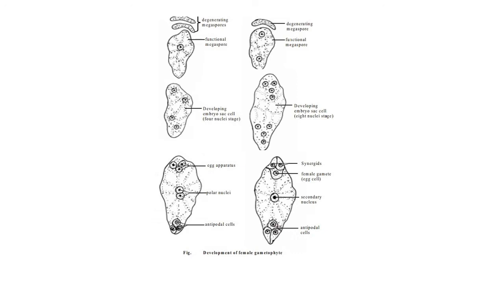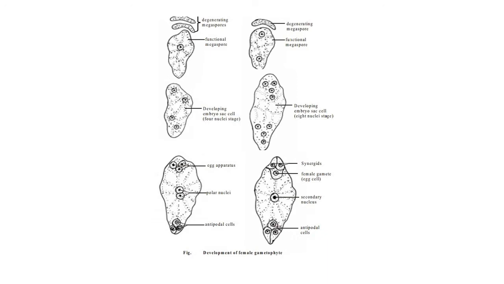Here, the 8 nucleate type is a very common type because it is found in most of the angiosperms, so it is known as the normal type. It was first discovered in Polygonum divaricatum by Strasburger, so it is also known as the Polygonum type.